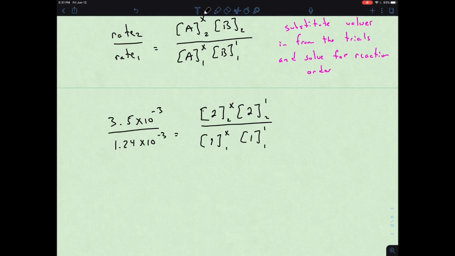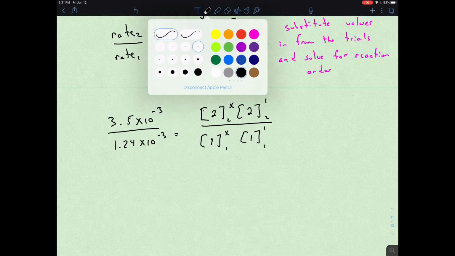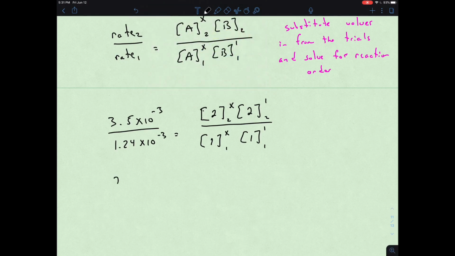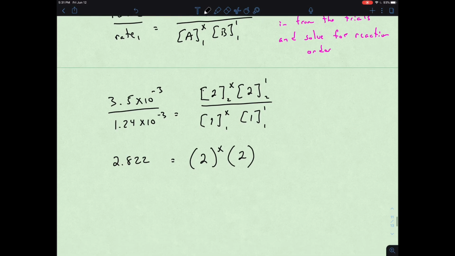And so if we now start to solve this, right, we get a value of 2.822 for our ratio. And that would be times 2 to the X times 2 in terms of breaking that fraction down. If we collect like terms, right, we would have 1.411 is equal to 2 to the X.